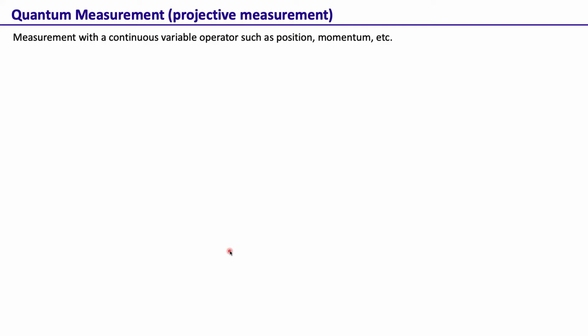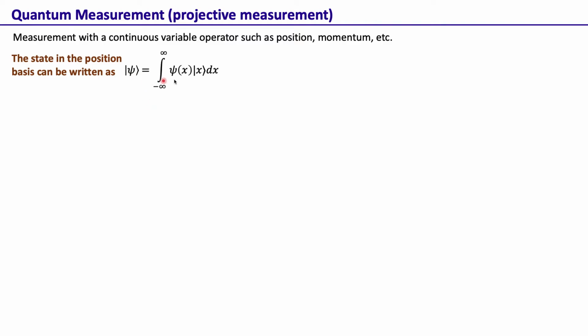Okay, so far we have done the measurement with discrete variables, but measurements can also be with continuous variable operators such as position and momentum, and so we'll do this measurement in the position basis. The formalism is exactly the same as what we have done for the discrete case. The only thing is that wherever we have a summation, that will be replaced by integrals. But let's just go through it really quickly.